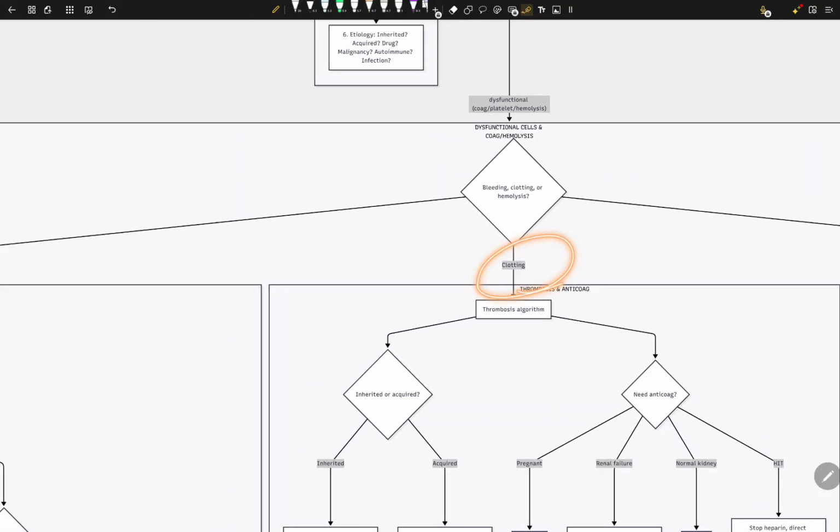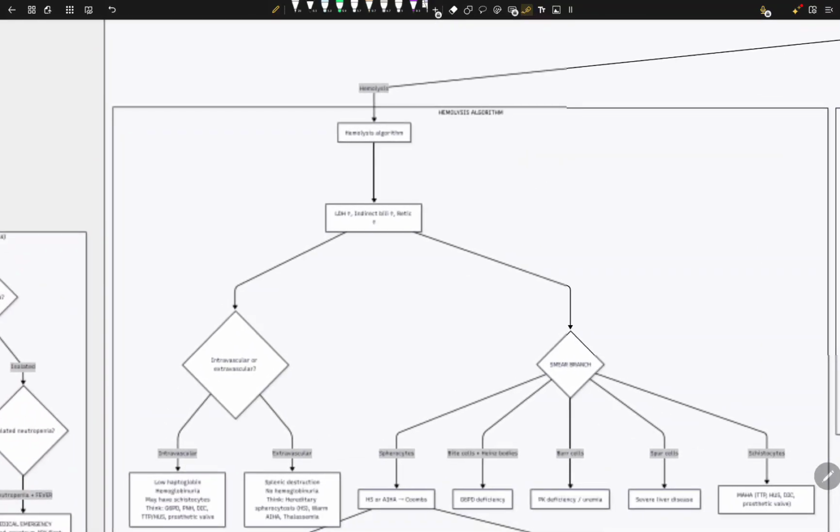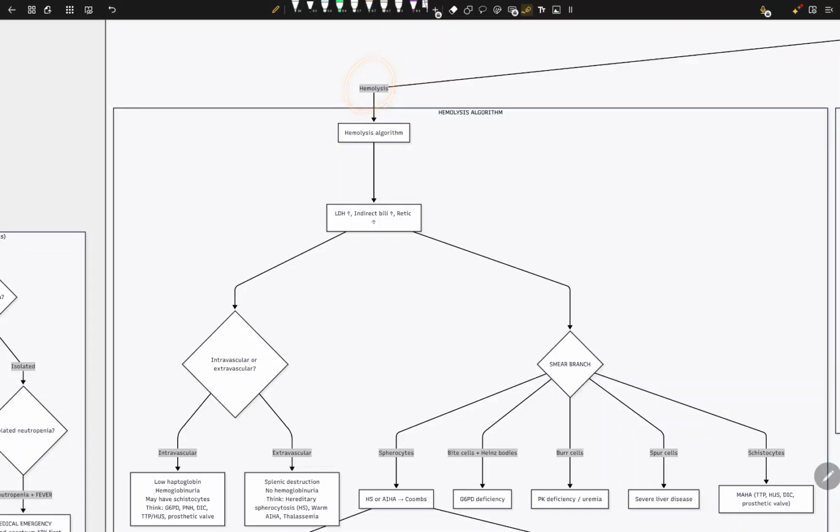So, okay, clotting is done. What else can we think? We have hemolysis. What kind of hemolysis? We have intravascular or extravascular, right? So again, if we have extravascular, it means where it's getting messed up. It's getting messed up in the spleen.